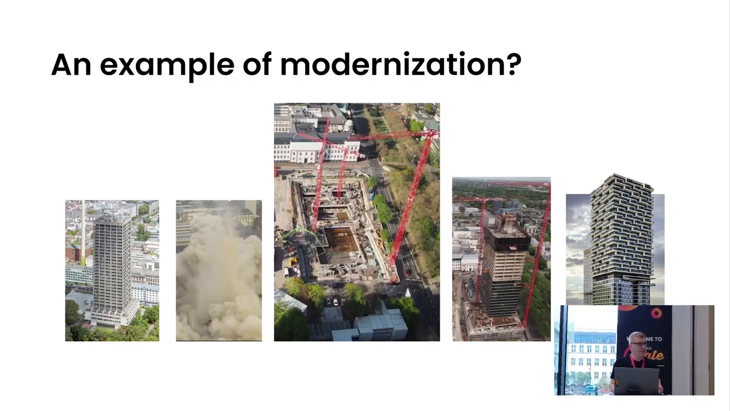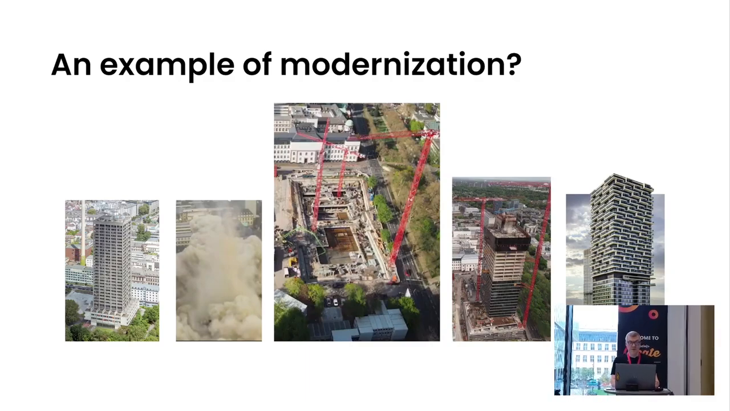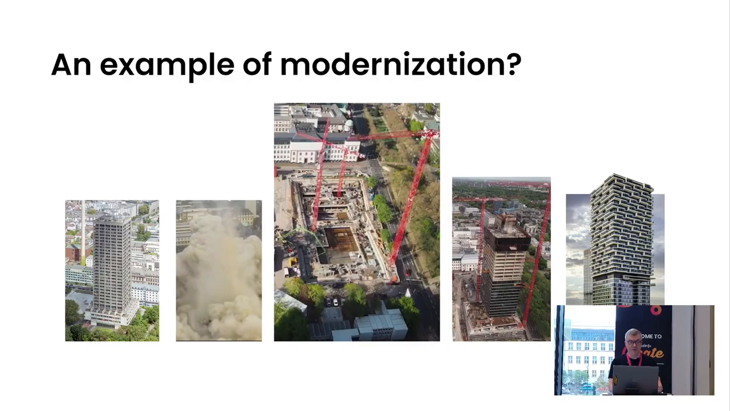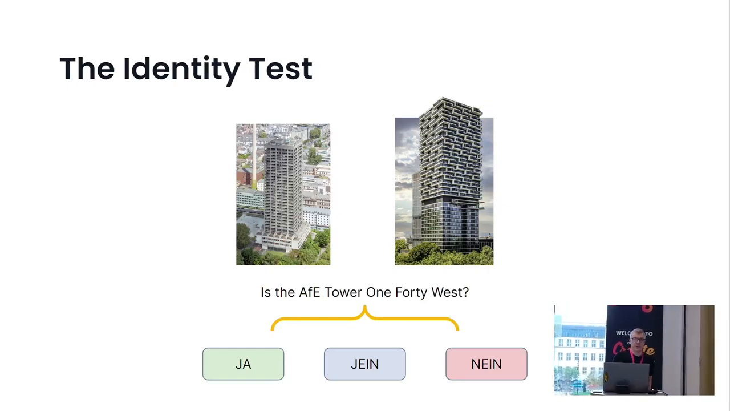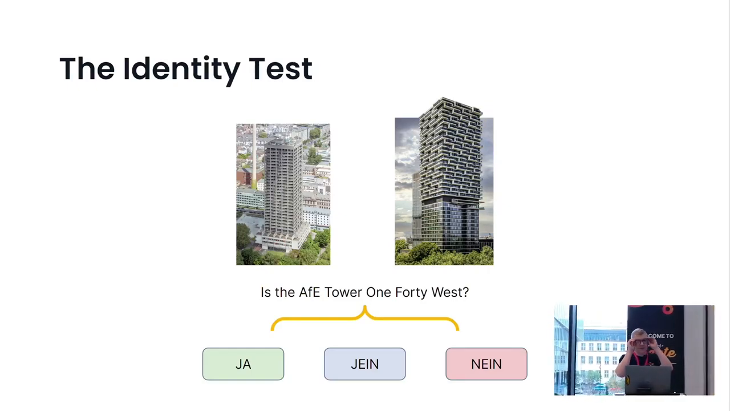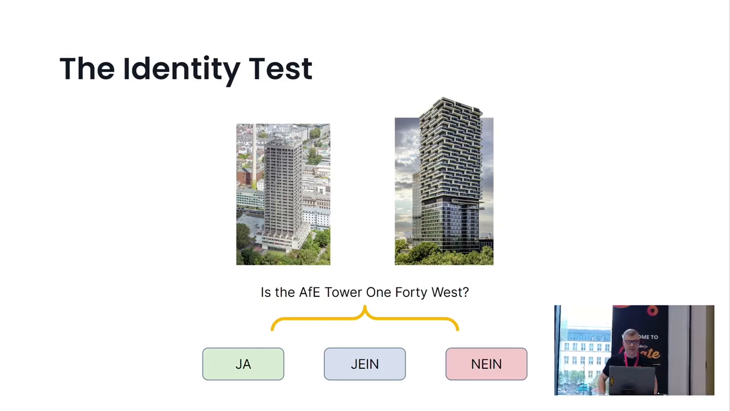But the question is, can we prove this? Can we prove that what has happened here around the AFE tower and 140 West, that this is not an example of modernization? There is a proof that we can do with that. And it's a fun proof because we're in Germany. And the proof is best done by using the German language. The proof is the identity test. So we can tell if modernization has taken place by doing the identity test.